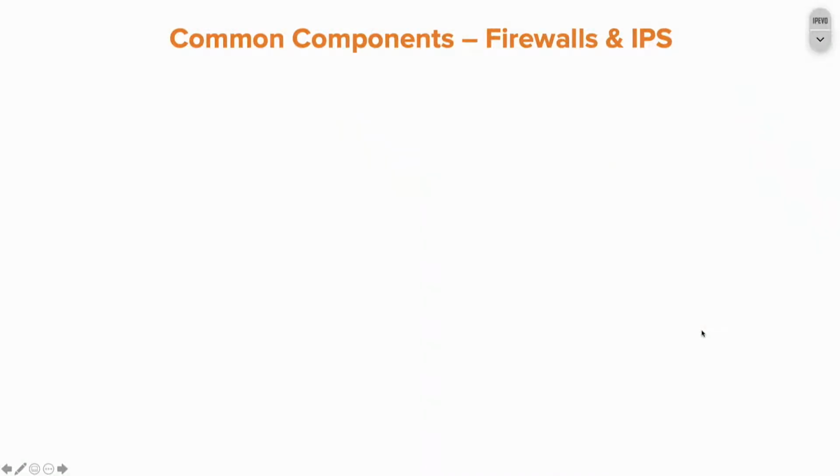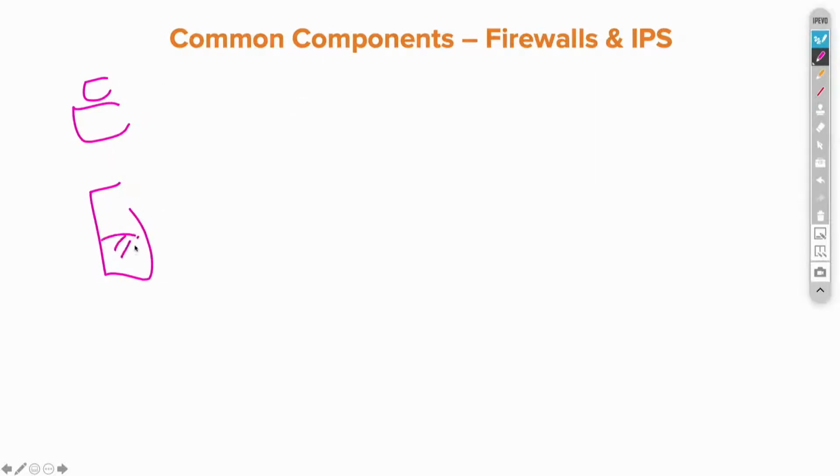Moving on, we also have other components called firewalls and intrusion prevention systems. So let's just real quickly, what do these things do? Well, if I have, let's say, a host and a server here, connected to a switch. Now this could easily also be a router.